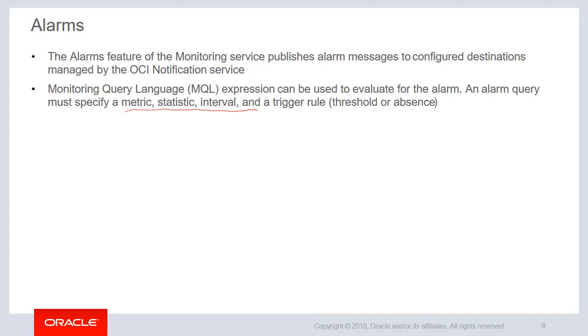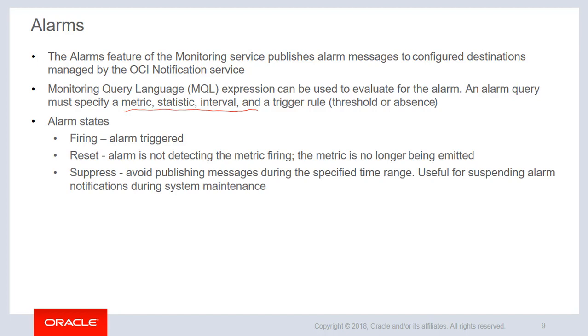There are different states for the alarm. Firing just means that alarm has been triggered. Reset means alarm is not detecting the metric firing, and the metric is no longer being emitted. And you can also suppress your alarms, which means that you avoid publishing messages during the specified time range.